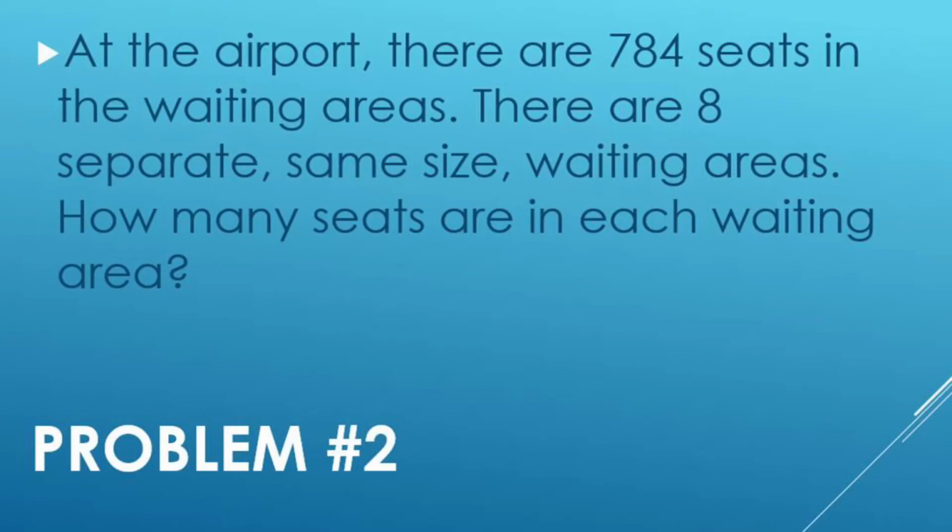Now let's look at problem number 2. At the airport, there are 784 seats in the waiting areas. There are 8 separate same-size waiting areas. How many seats are in each waiting area? I want you to read this question one more time. I want you to think about what it's asking you and what you need to do in order to solve it. If you need to, go back to the beginning of the video where we talk about our problem-solving strategies and keywords.